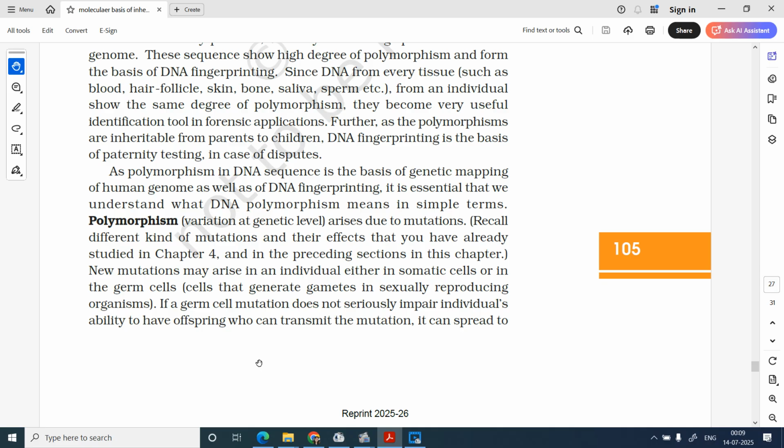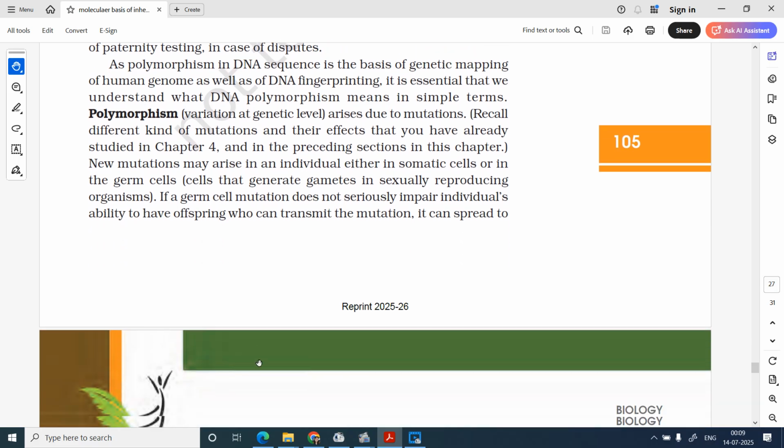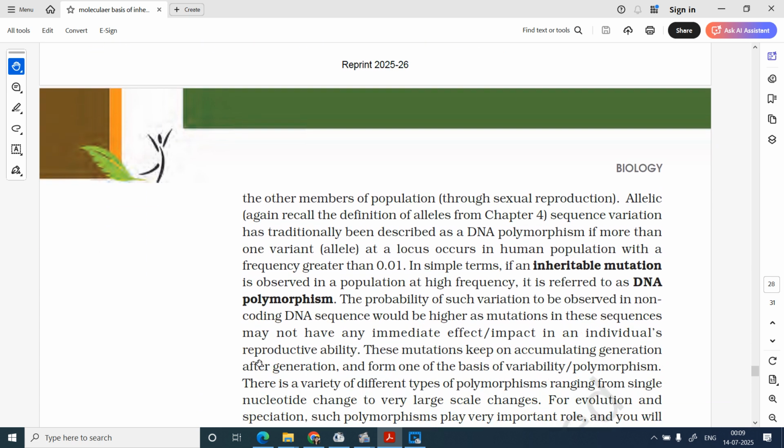If a germ cell mutation does not seriously impair an individual's ability to have offspring, he or she can transmit the mutation, which can spread to the other members of the population through sexual reproduction. Again, recall the definition of alleles from chapter 4. Sequence variations have traditionally been described as a DNA polymorphism if more than one variant allele at a locus occurs in human populations with a frequency greater than 0.01. In simple terms, if an inheritable mutation is observed in a population at a high frequency, it is referred to as DNA polymorphism.